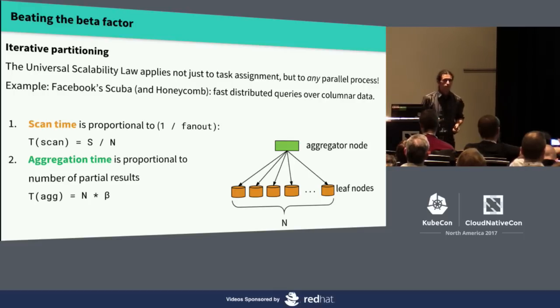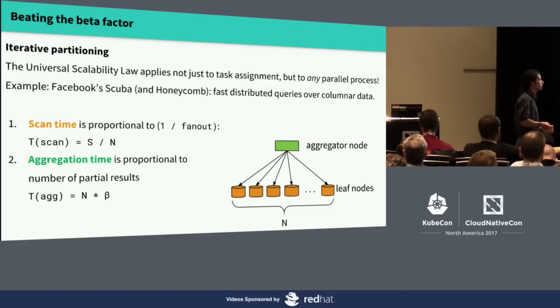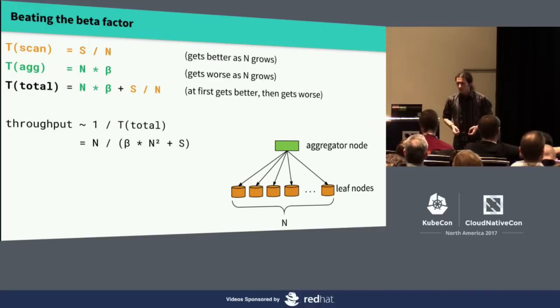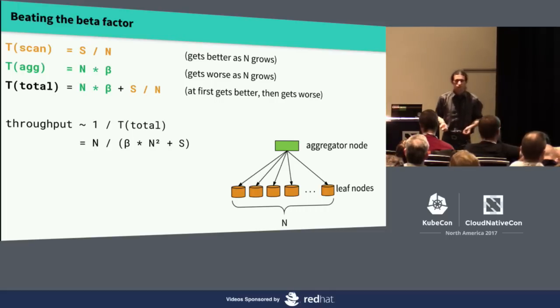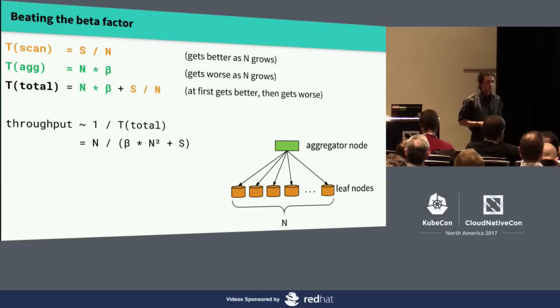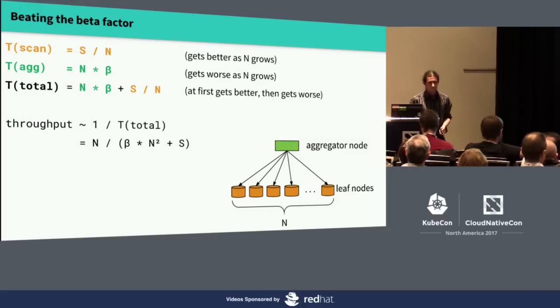First, there's the scan time, the time it takes for each leaf node to read its data off of disk and figure out its partial result. And then there's the aggregation time, the time it takes to merge all those results together. The scan time is proportional to the total amount of data divided by the number of leaf nodes that we have. So the more leaf nodes we have, the better the scan time is, the less work each leaf node has to do. But the aggregation time is proportional to the number of partial results. So the more leaf nodes we have, the worse the aggregation time gets.